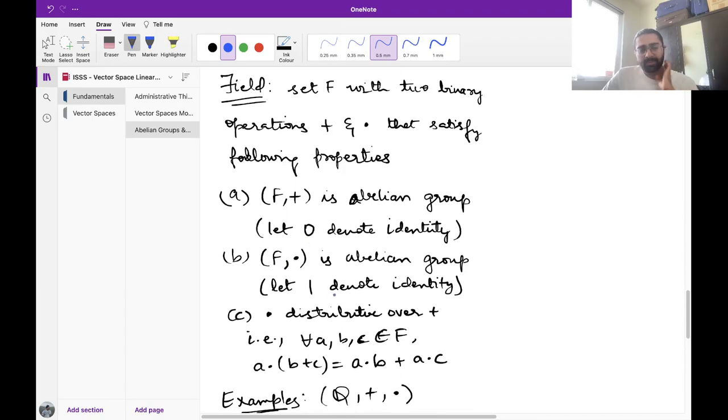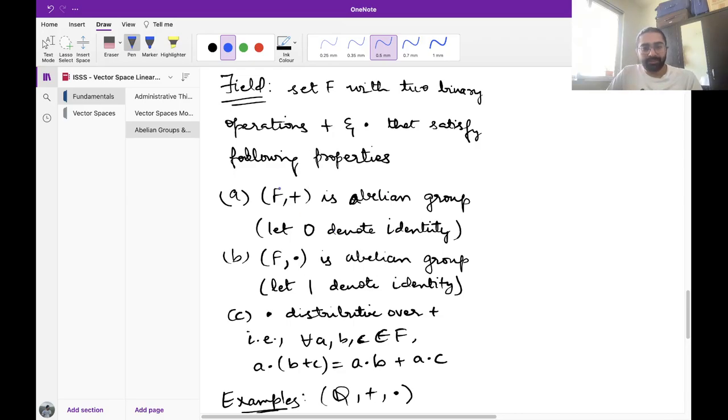And the third condition is that this dot is distributive over plus. Okay, so if I take any elements a, b, c in F, then a dot (b plus c) should be equal to a dot b plus a dot c.